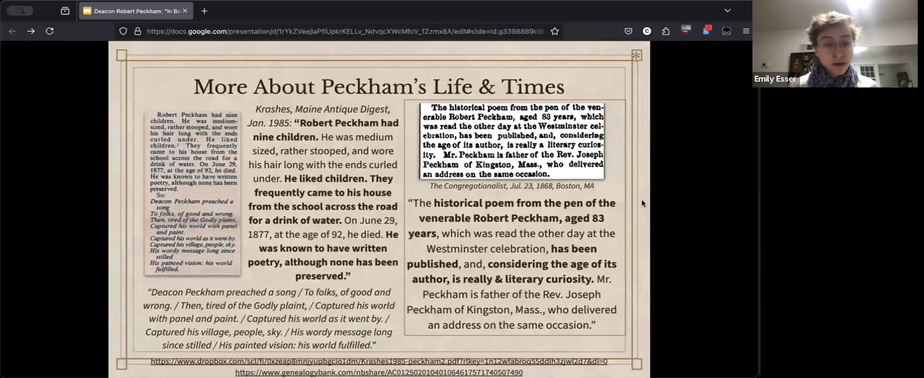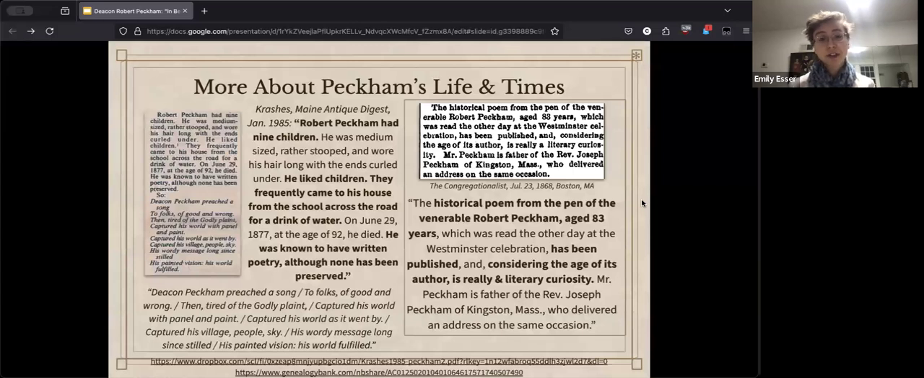He was known to have written poetry, although none has been preserved. This is one I've been fortunate enough to be able to disprove. I'm not sure how Crashes found out about his poetic inclinations. There are old newspaper articles that say, such as this one, the historical poem from the pen of the venerable Robert Peckham, aged 83 years, was read at the Westminster celebration.